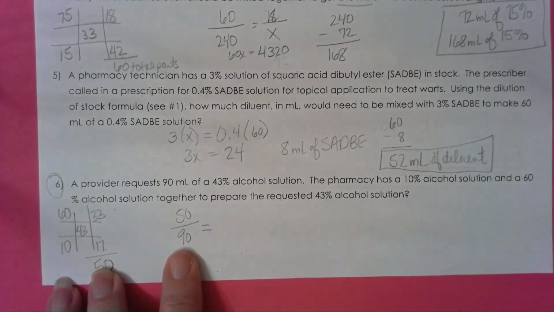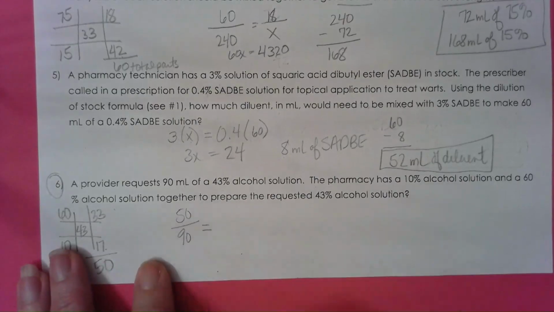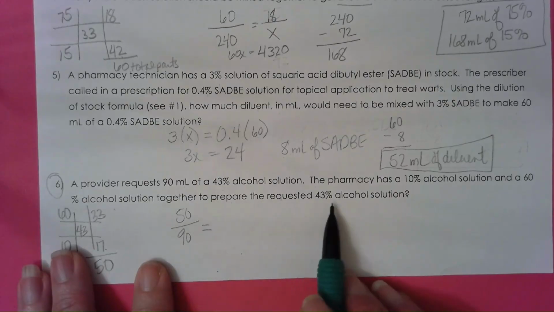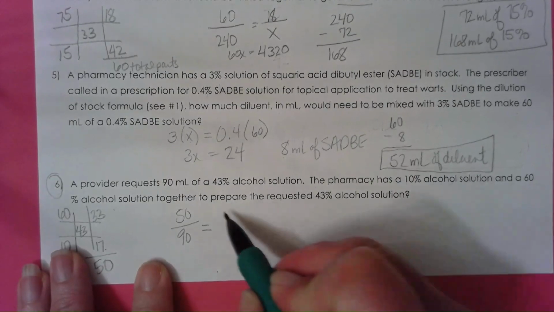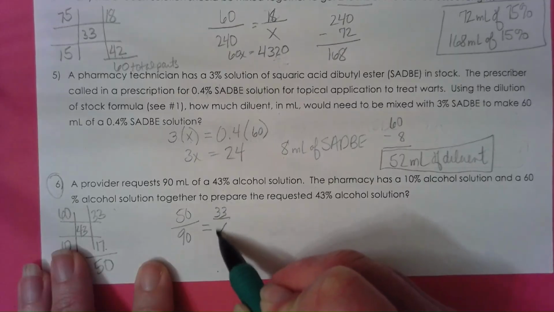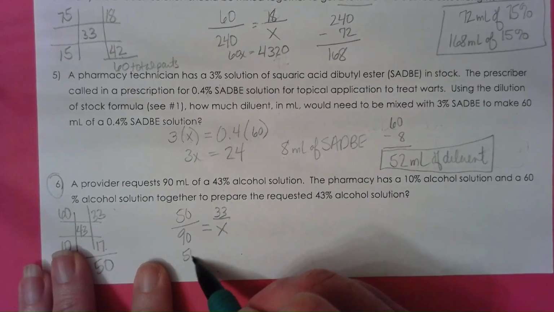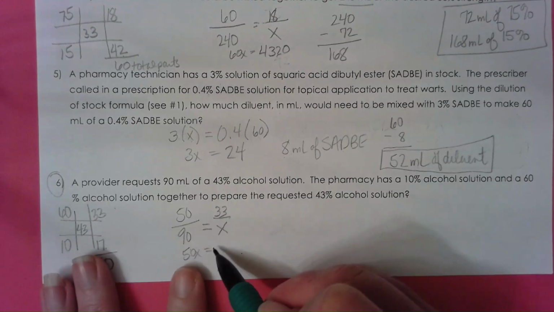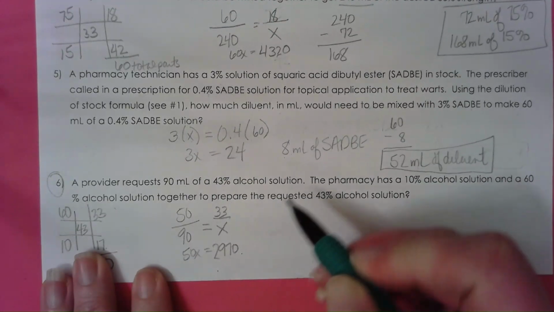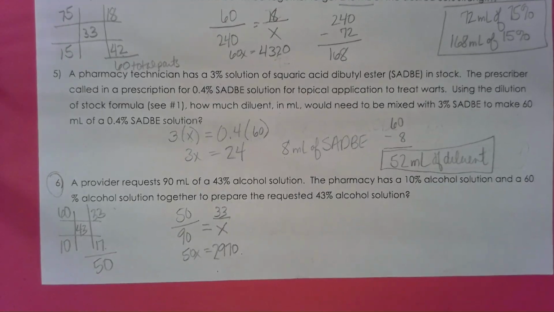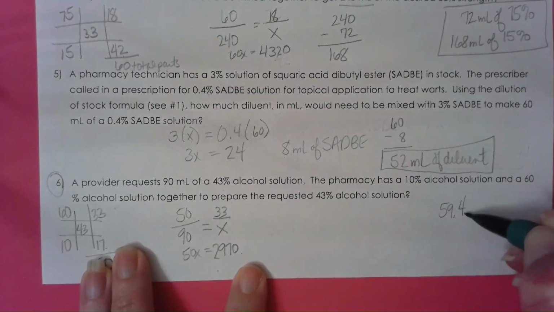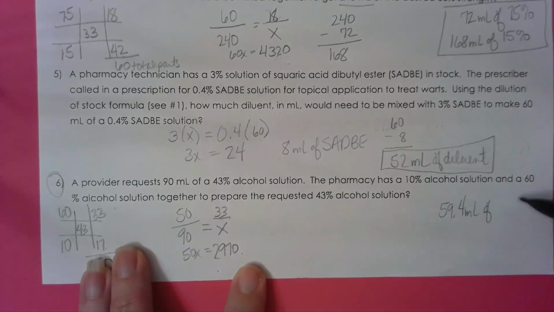The other side, so we're going to figure out how much of the 33. We can look back. Let's see. How much together to prepare? So we need both of them. So we're going to do our 33 total parts over x. We're going to do our math. 50x equals 33 times 90 is 2970. Okay, divide that by 50, and you get 59.4 milliliters of the 60%, right?